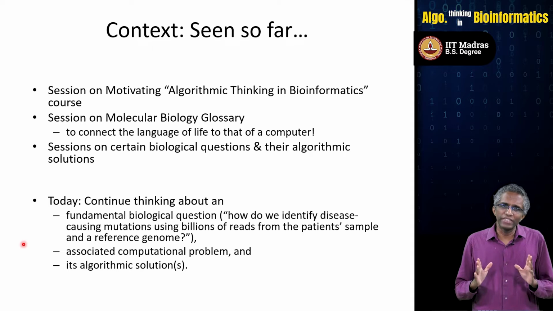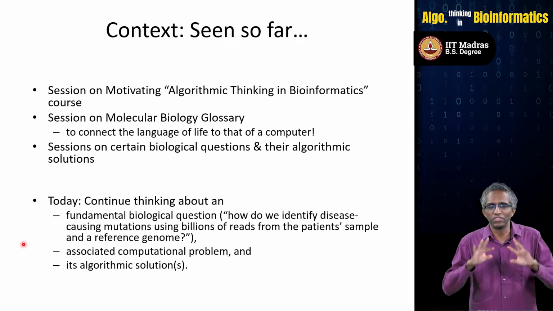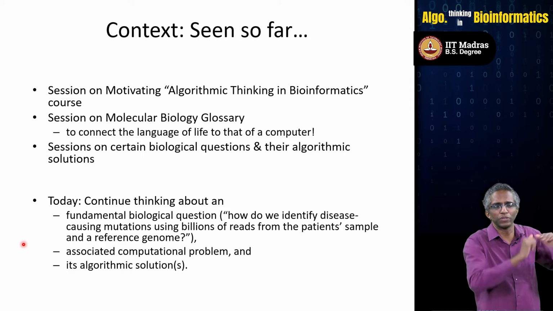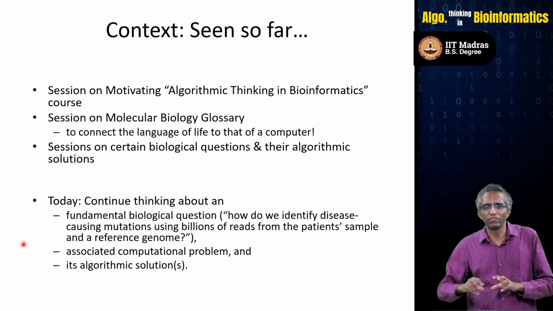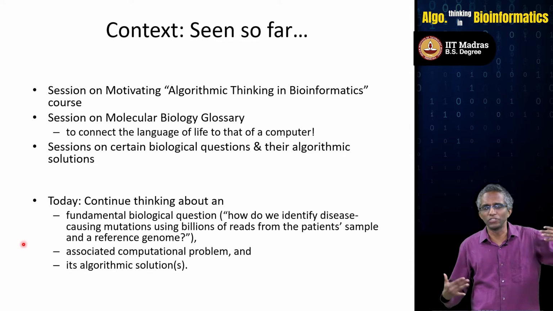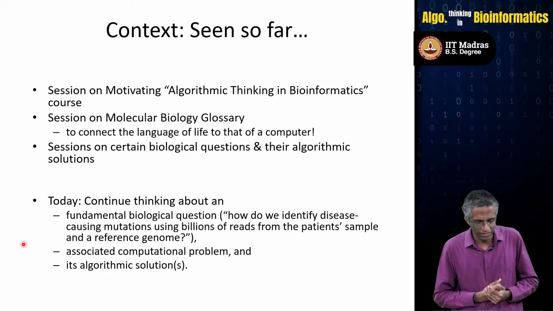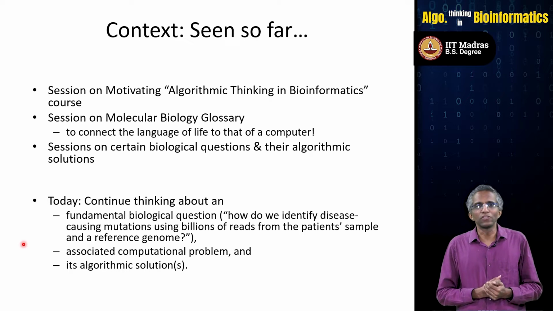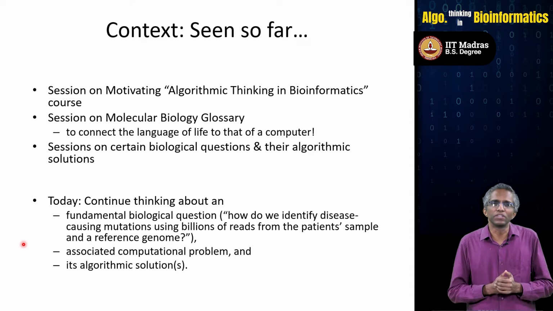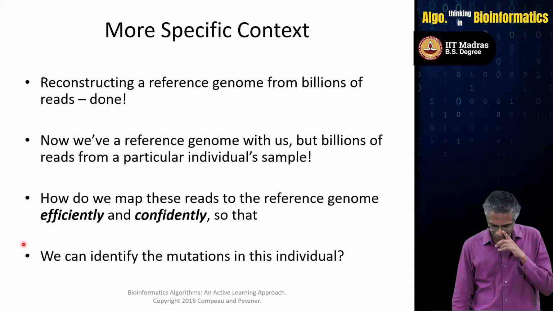So how do we take this ambiguously defined problem? I have just hand waved on what the problem is. You have the reference genome, which we have already constructed, and we have this set of measurements from this new patient, and we want to compare the reference genome to the patient's genome and identify where the differences are. How do we formulate a concrete computational problem around it, and how do we figure out algorithms to solve this problem? That would be the focus of this session.